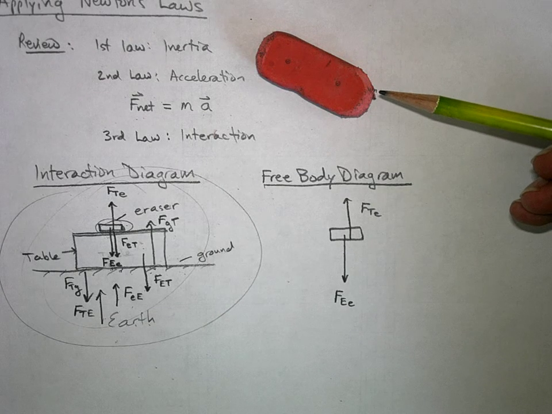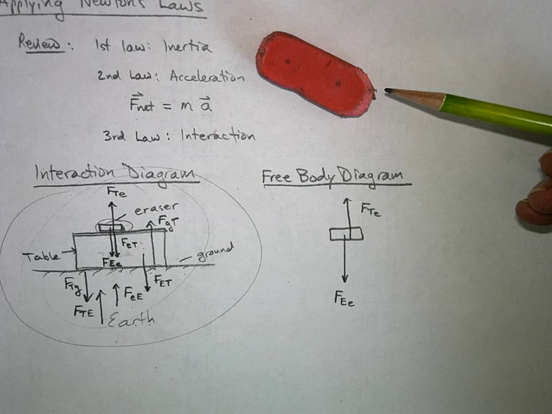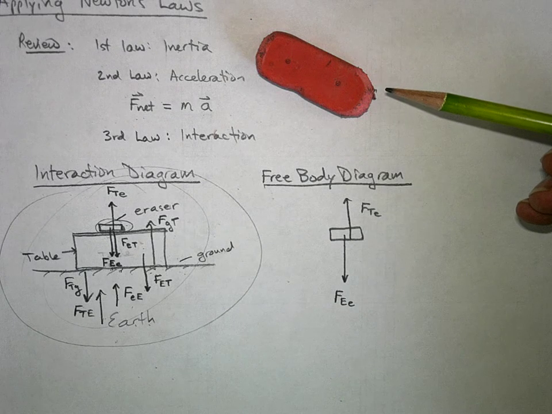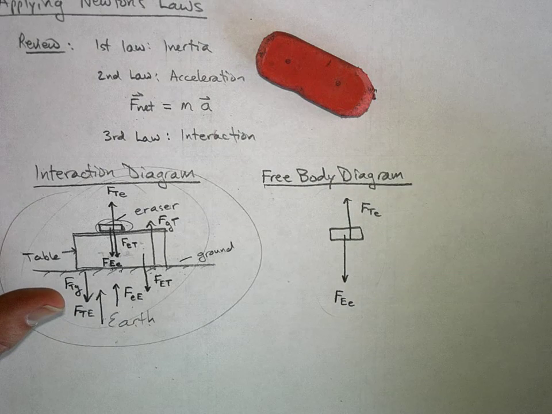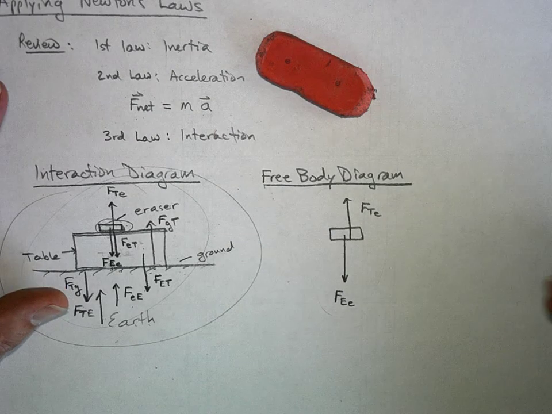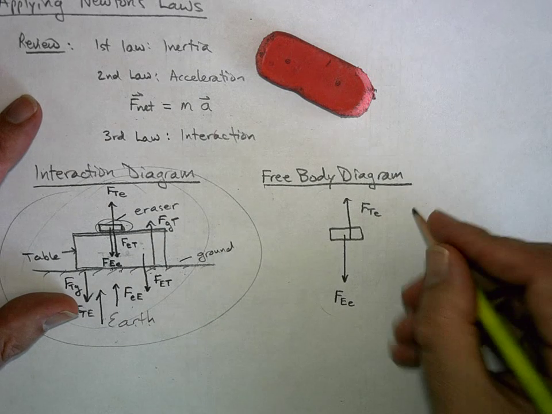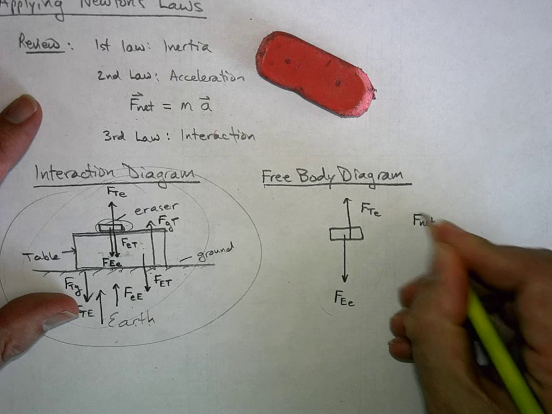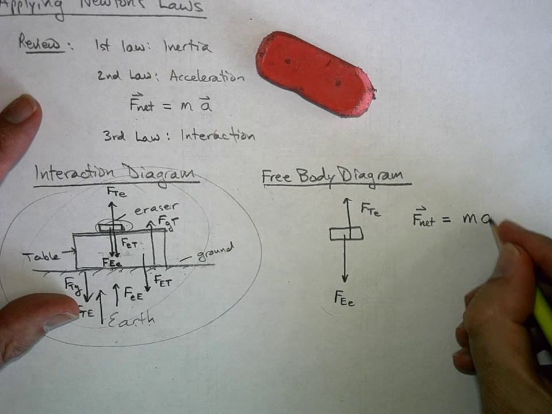Describe its motion for me. Okay, it's not moving, but more importantly, it's not accelerating. So now that we've drawn our free body diagram, we can apply Newton's second law, which says the net outside force on an object will be equal to the object's mass times its acceleration.